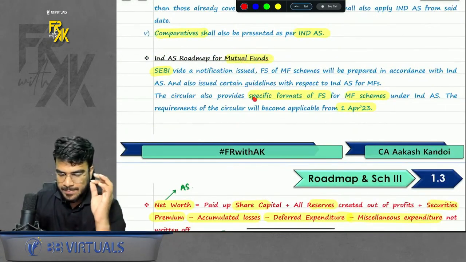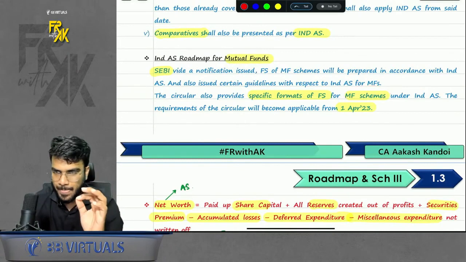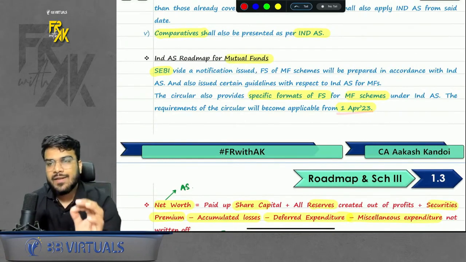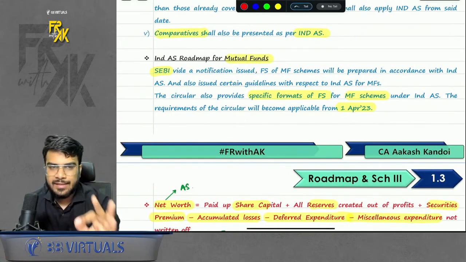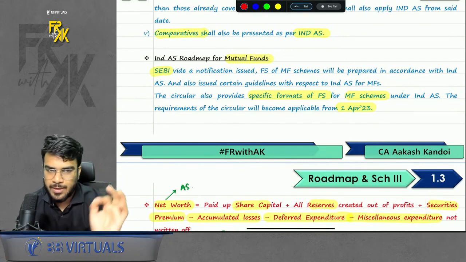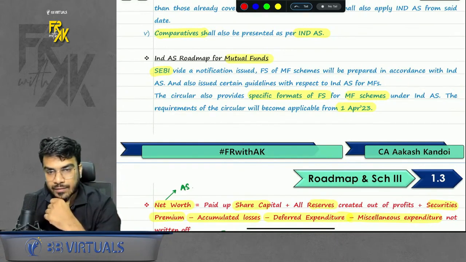In case of mutual funds, specific formats have been prescribed, right? So even mutual funds will have to apply IND AS, and they have to start applying IND AS from 1st April 23. I hope this is clear to everyone, right?